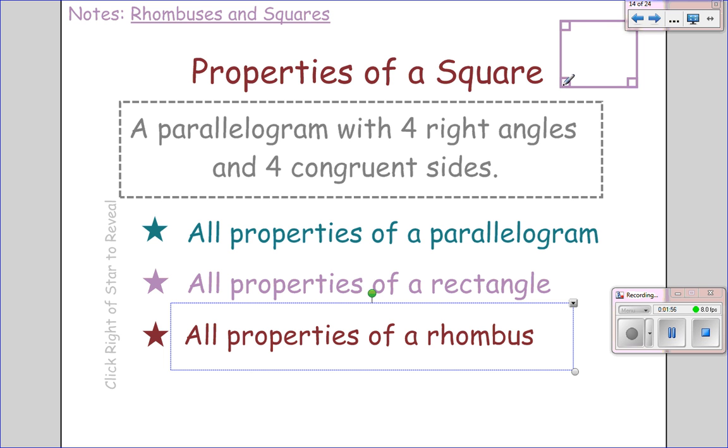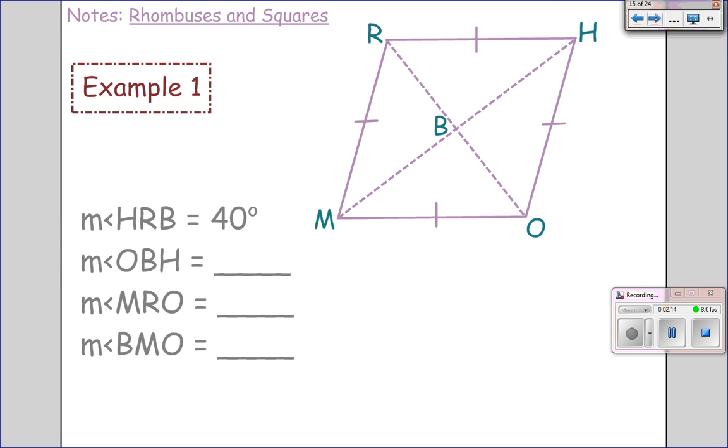So in other words, if I have the square, the diagonals are going to be congruent because it's a rectangle, but the diagonals will also be perpendicular because it's a rhombus. The diagonals will be bisected, which, if you cut a 90 in half, you get 45. So you can see you can do lots of things with a square. So let's try some practice problems.